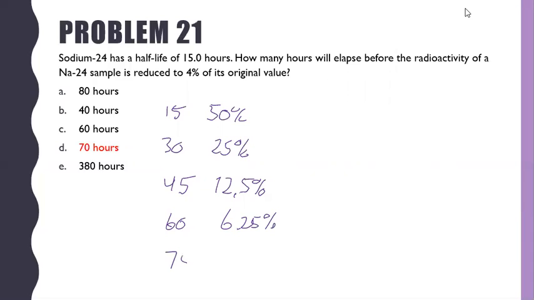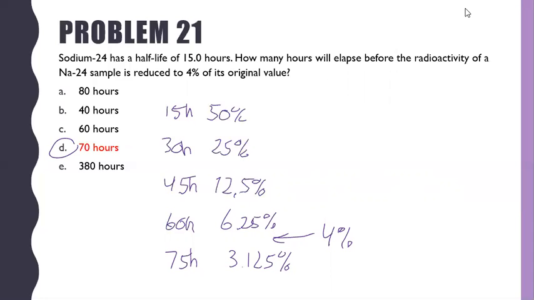After another half-life, that would be 75 hours, I would have half of that. That would be 3.125. I could just sit at my calculator and divide by 2. Well, my 4% happens to fall between here, so it's more than 60 hours and less than 75 hours. So this looks like a good answer. In fact, it's the only possible answer there. So that would be a fine way to do that problem.